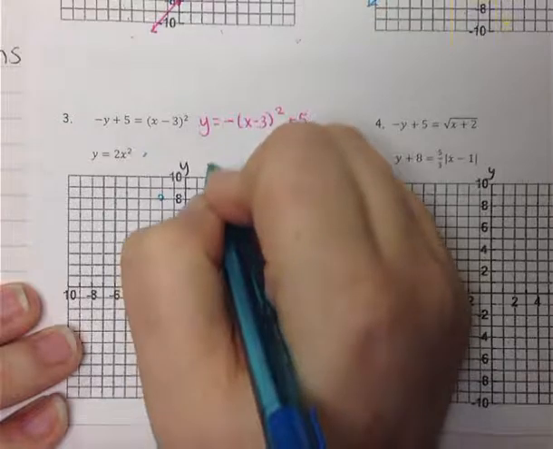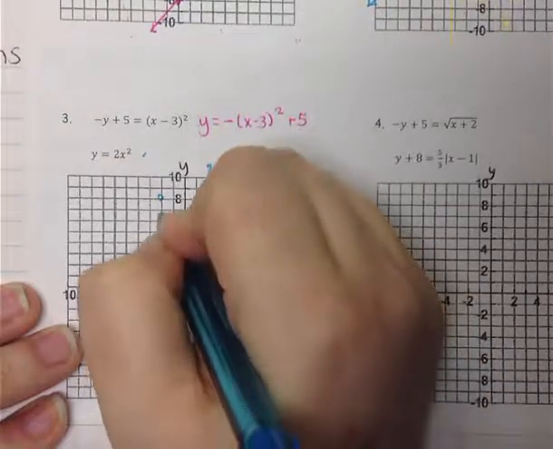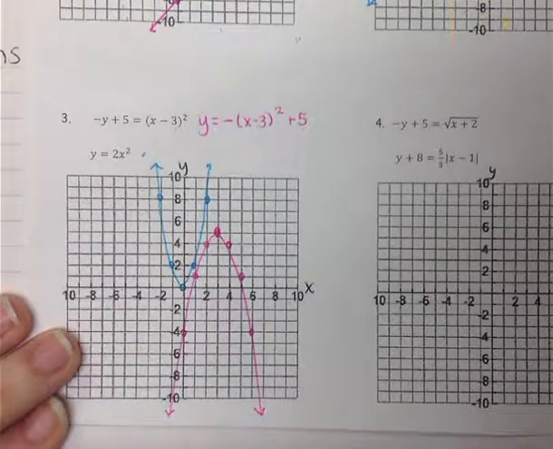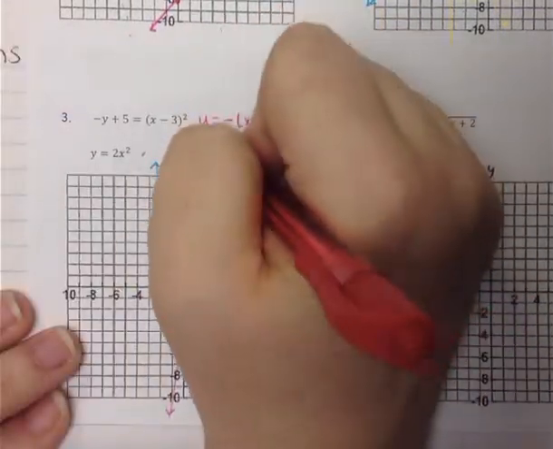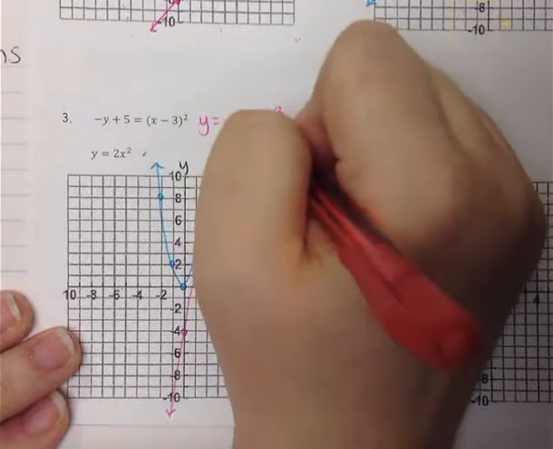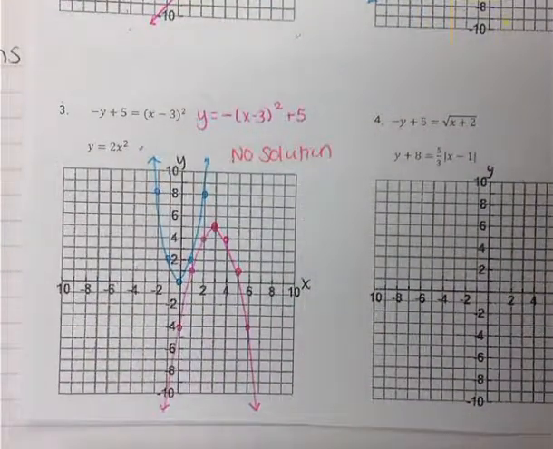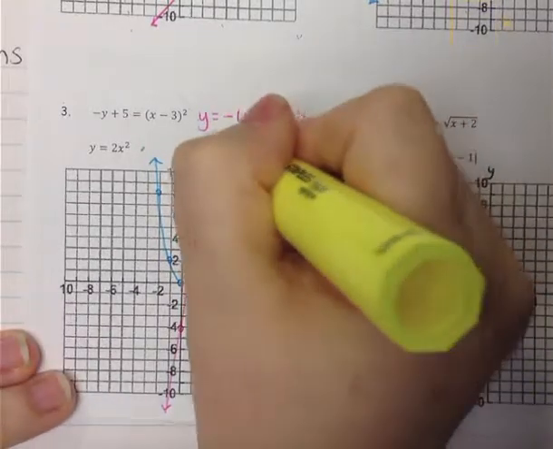Connect them. These two parabolas are not intersecting each other. There is no intersection. Therefore, our answer is no solution.